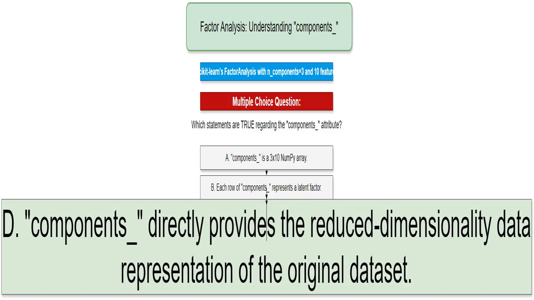Nope, that's wrong. components underscore just gives you the loadings. It doesn't give you the actual transformed data points. Those data points are now represented by only 3 factors. To get the reduced data, you'll need to use a different function, the transform method.